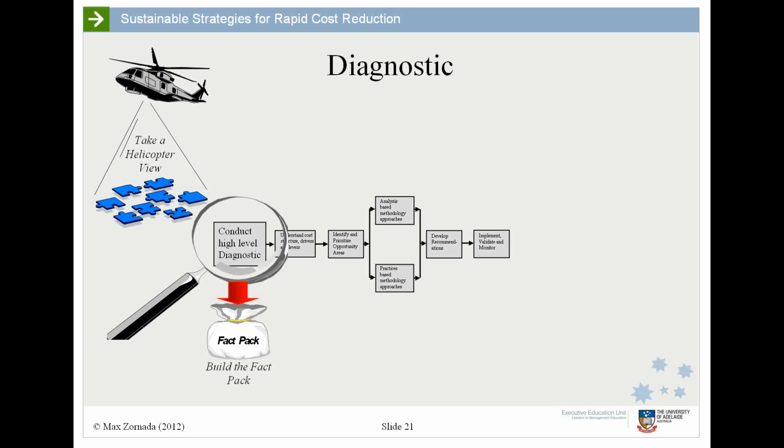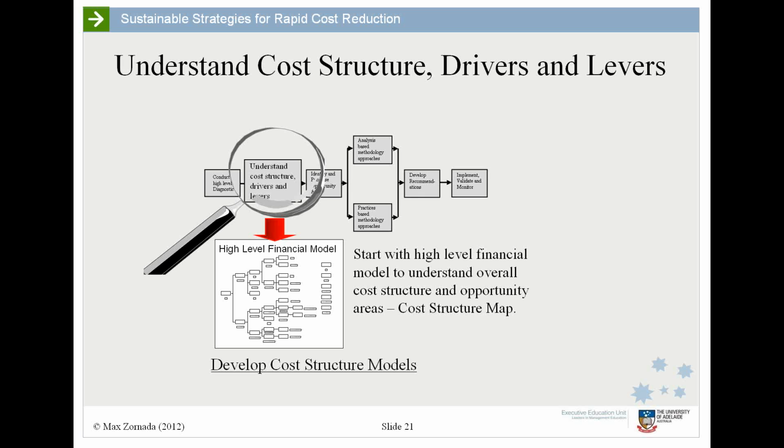Really, the starting point is to conduct a high-level diagnostic review, have an overview of the organisation and identify what the facts are. There's often a lot of anecdotal evidence that's not supported by facts. There's a lot of opinions. So the idea is we want to understand what the facts are. And one of the key uses of the information collected during the diagnostic review is to help us understand the cost structure, what the key cost drivers are, and what the key levers are that are available to management to influence costs either up or down.